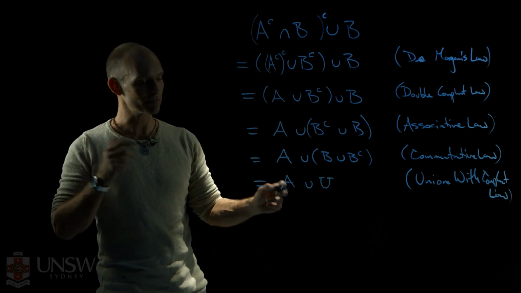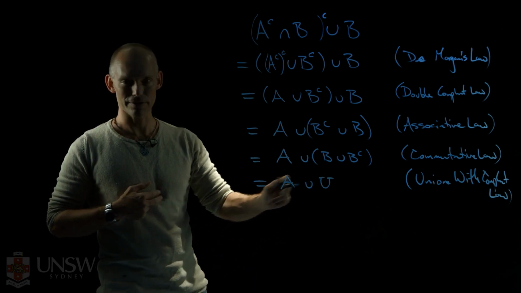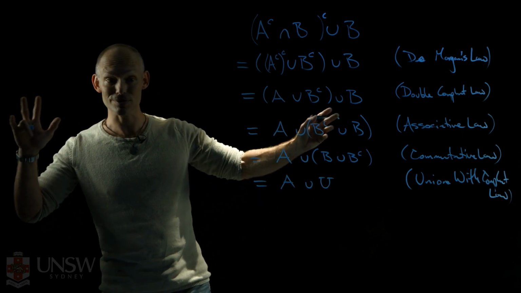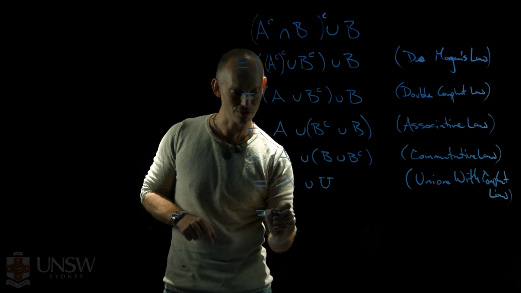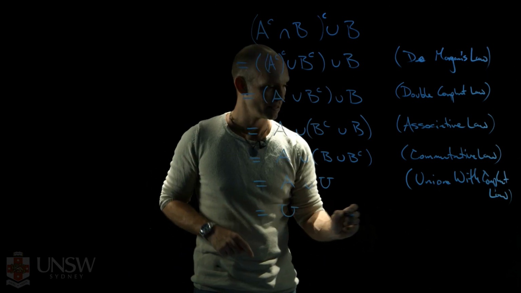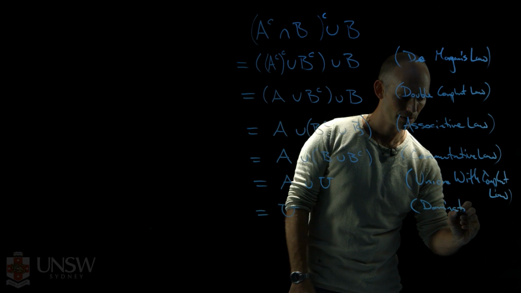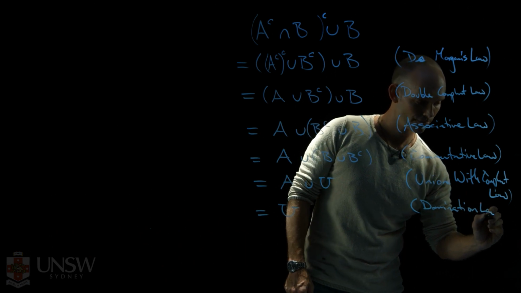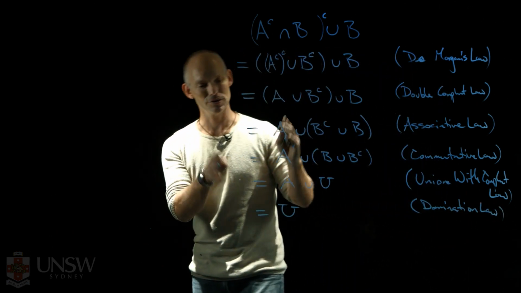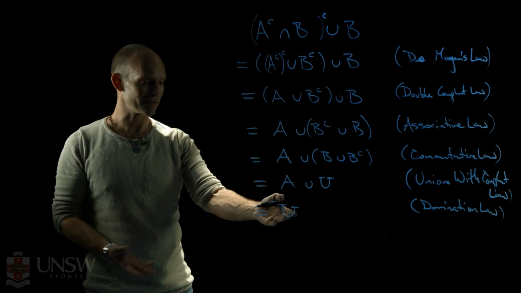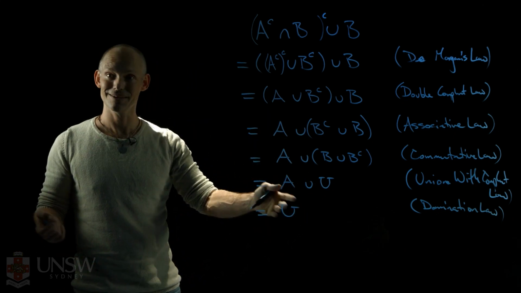And then we're pretty much done, because then we've got that A union the universal set is the universal set. So that's the domination law, and there we're done. So domination law, and you can't simplify any better than that. It's just one symbol and we're done.